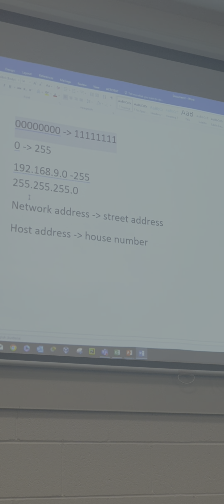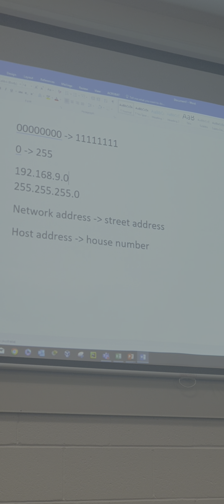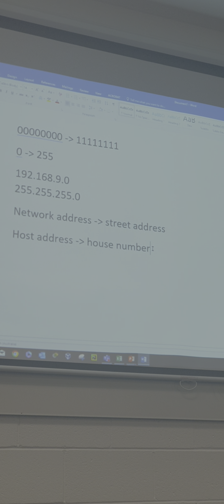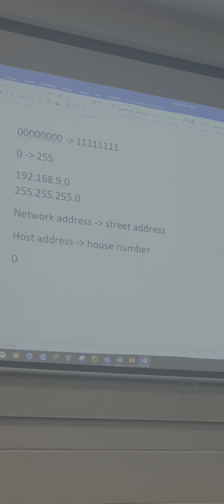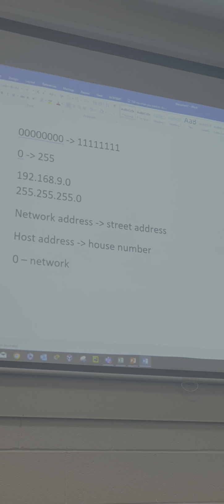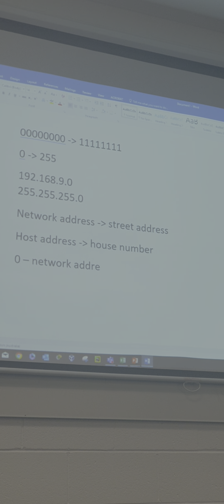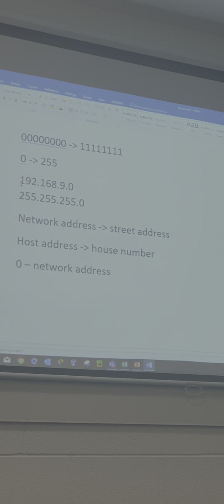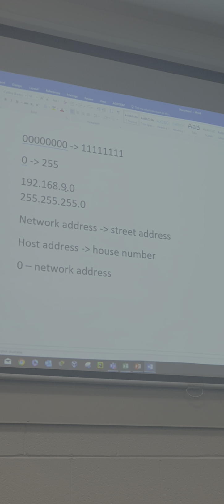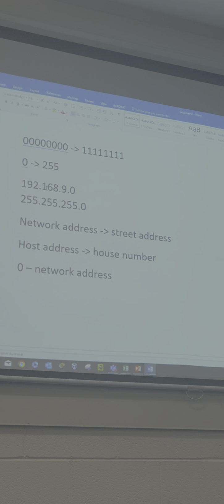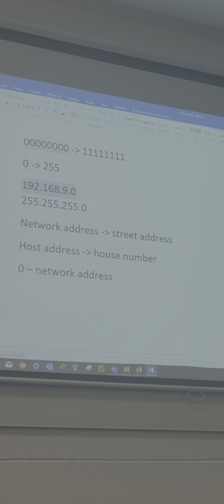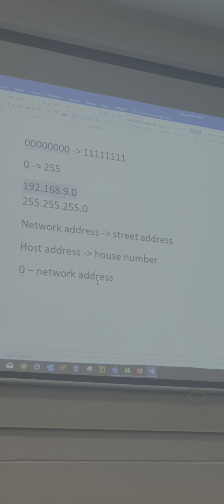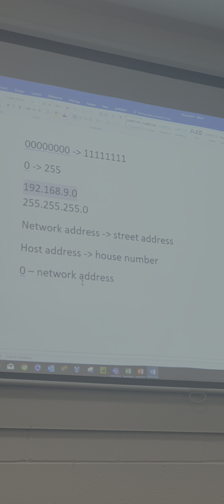Now, there are some rules, much like with your street, but they're a bit weirder. First of all, you can't assign 0 as a house address. The reason you can't assign 0 is because 0 refers to the network address. So whenever I want to refer to my network, I don't call it the 192.168.9 network. I call it the 192.168.9.0 network. All of that refers to the network address. Similarly, I don't call it the 10.1.1 network.